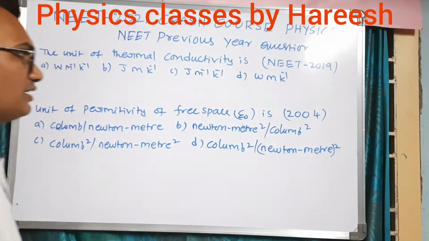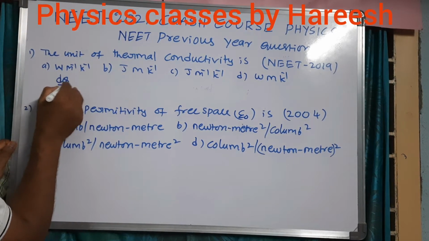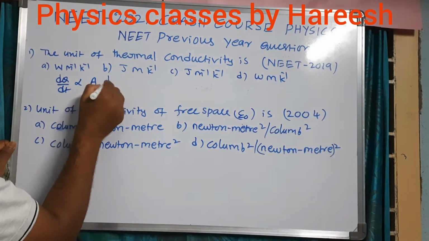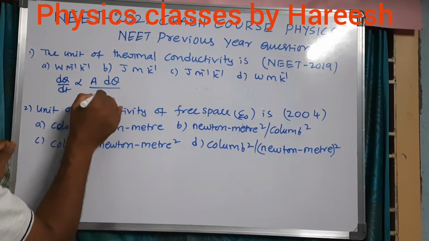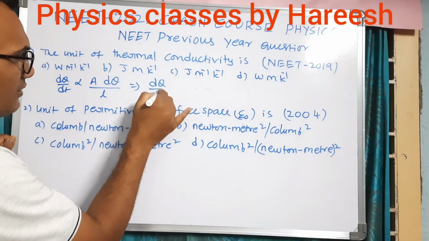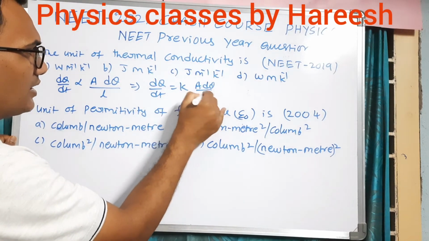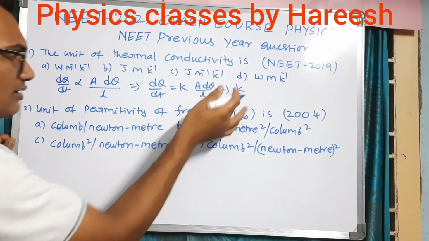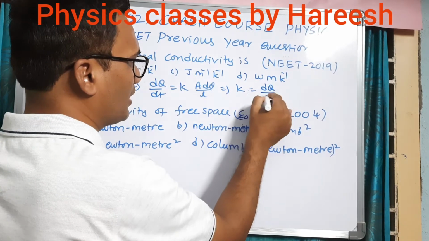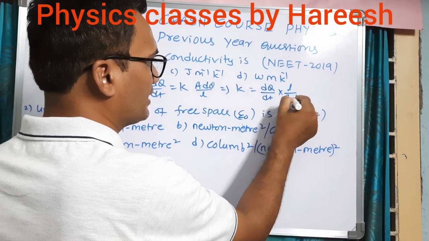of thermal conductivity. So for thermal conductivity, the rate of heat energy dQ by dt is directly proportional to area of cross section and temperature difference, and inversely proportional to length. If we remove the proportionality, we get dQ/dt = K A dθ divided by L. We have to find the unit of K. K is equal to (dQ/dt) into L divided by A into dθ.